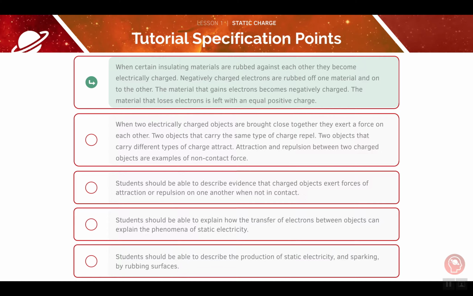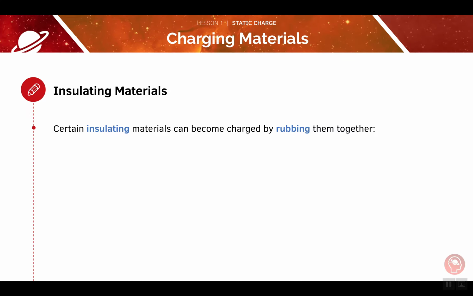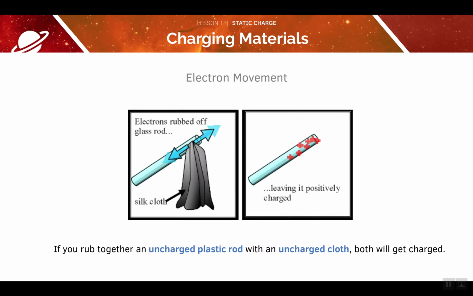We'll cover the charging of insulating materials first. You can charge certain insulating materials by rubbing them together. For example, if you rub together an uncharged plastic rod with an uncharged cloth, both of these items will get charged.